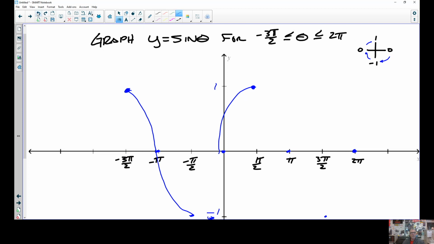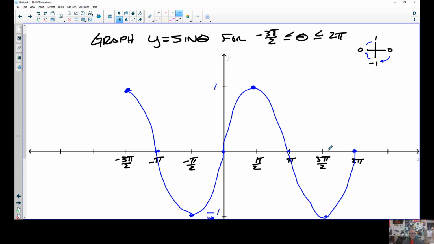Oh, that was horrible. All right, let's do it the way we were meant to. This way. And this way, then down to here, down to there, and up to here and stop. That would be our graph for y equals sine theta between negative 3 pi over 2 and 2 pi.